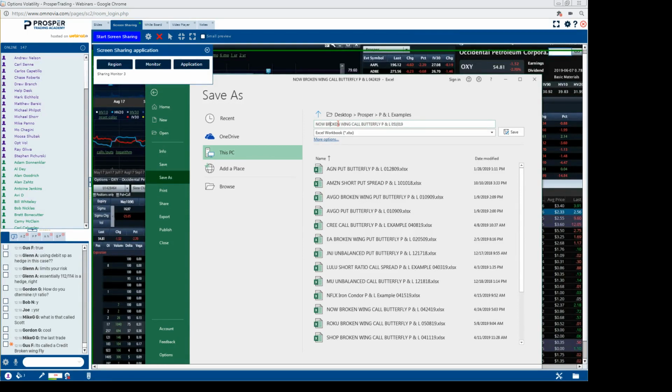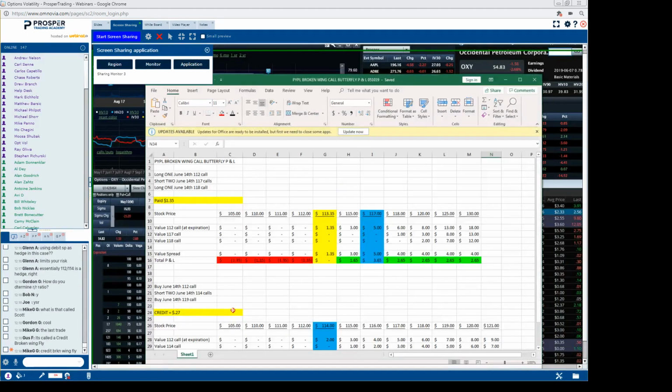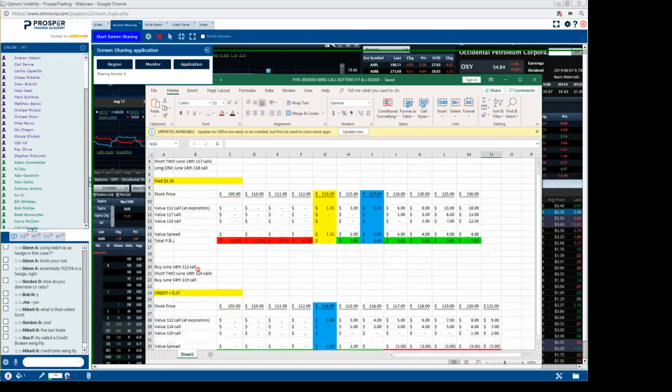The bottom part, well, the original signal that we sent, that we bought, is a broken wing call butterfly. The bottom part is a credit broken wing fly. They're both broken wing flies. Just one is a debit, one is a credit, and you just set them up with different increments, different widths between the long and the short portions of the trade.